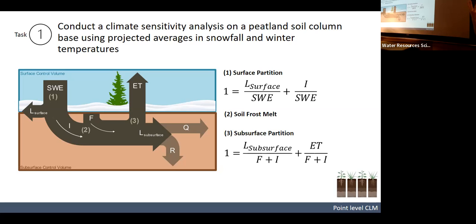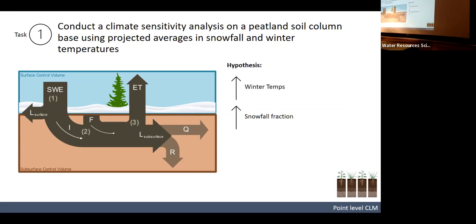And so these are the four metrics that we're really going to be looking at in our modeling experiment, where we will be taking this soil column and running a sensitivity analysis to winter temperature and snowfall inputs, or snowfall fraction. That's the proportion of precipitation falling in the form of snow. In this analysis, we'll vary winter temperatures according to future climate scenarios, and we'll be varying snowfall fraction plus or minus about 0.3 from where we are now, so increasing and decreasing snowfall fraction.